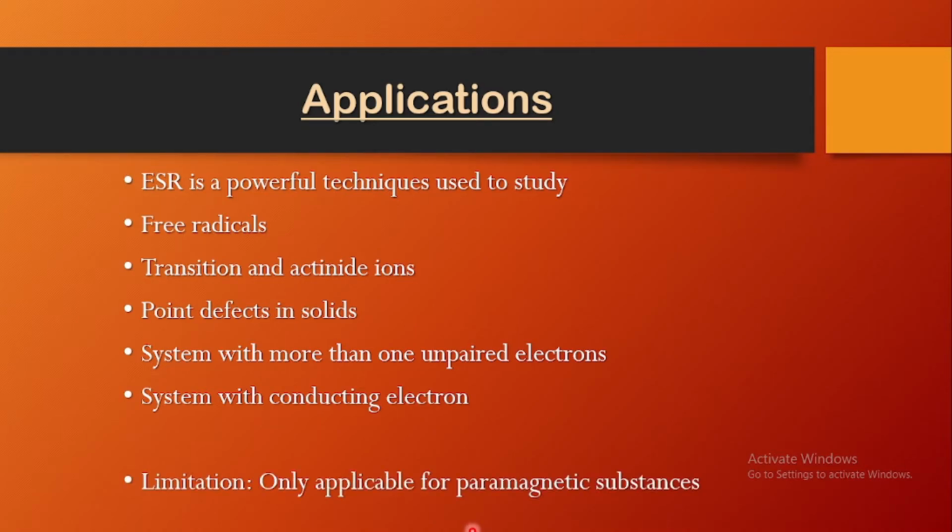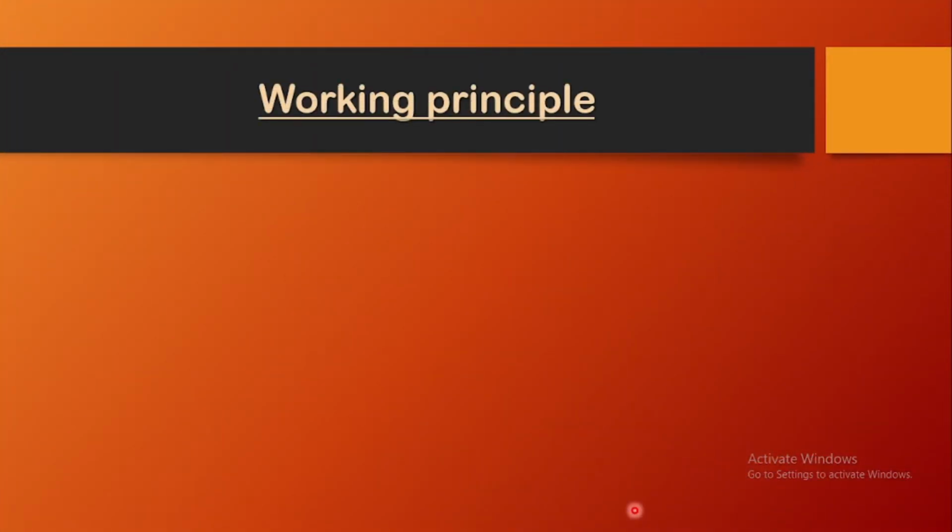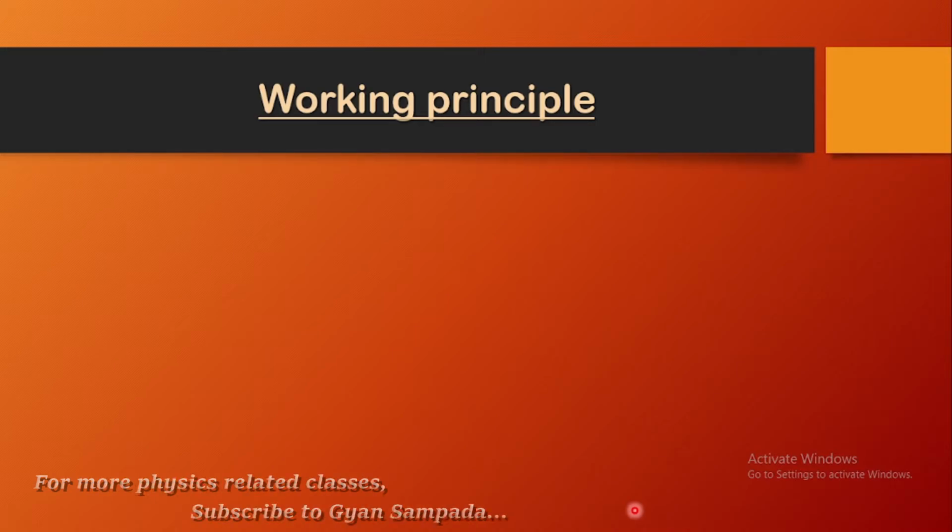Moving to the limitation, by the name itself we can say that it is applicable only for paramagnetic substances. We cannot study diamagnetic substances with this, so that can be a limitation of ESR or EPR. Then let's understand how the working actually takes place. What actually is the working principle behind ESR?